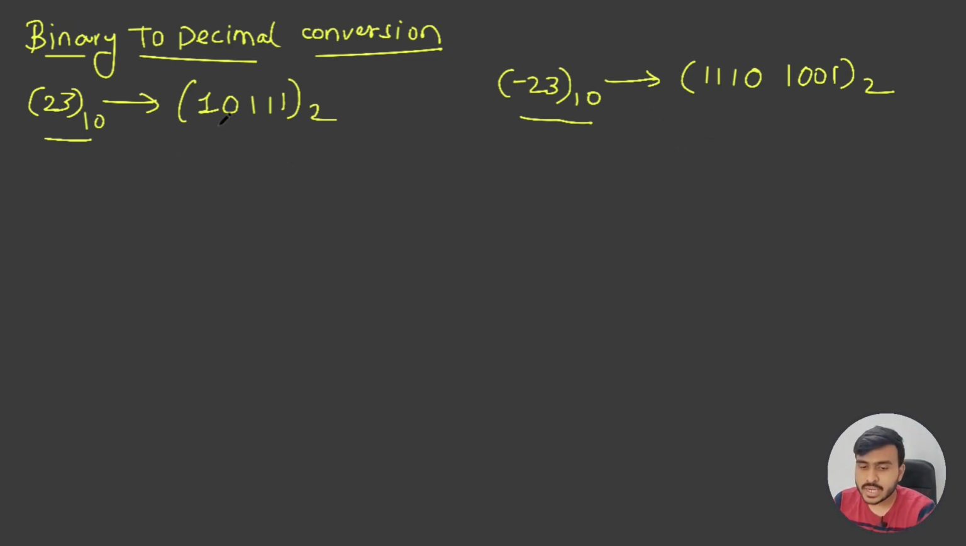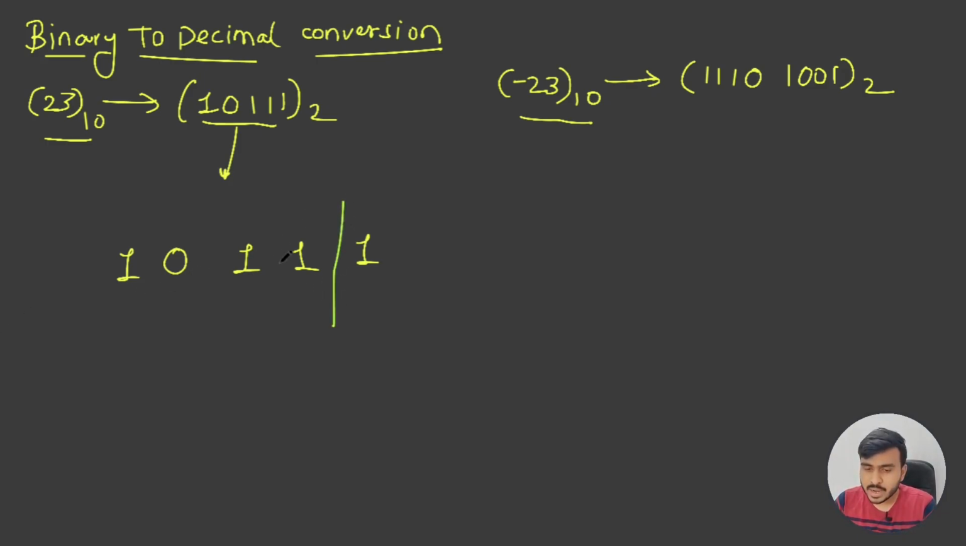Okay, so let me quickly start with the first number, which is 10111. We have to see how we can convert this 10111 back to 23. So let me just write it again over here, 10 followed by triple 1. Now just focus very carefully over here.